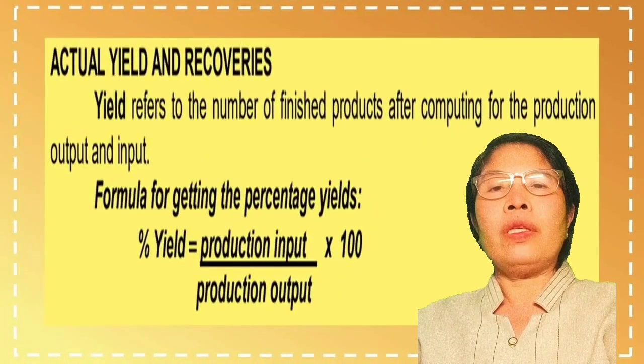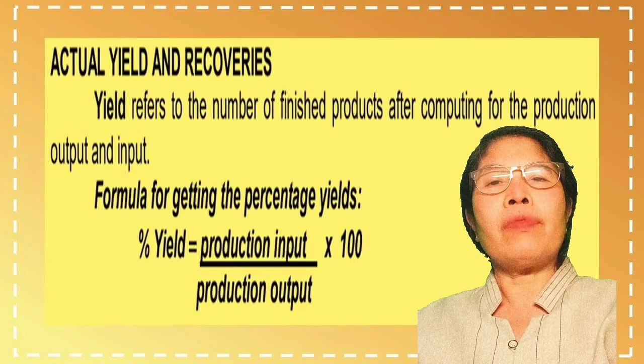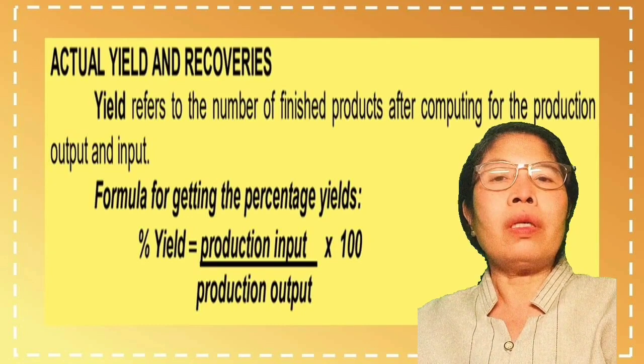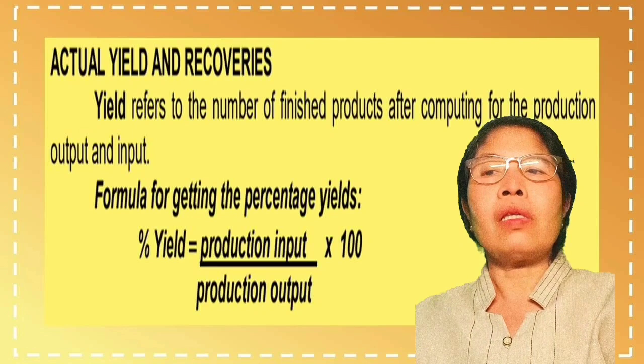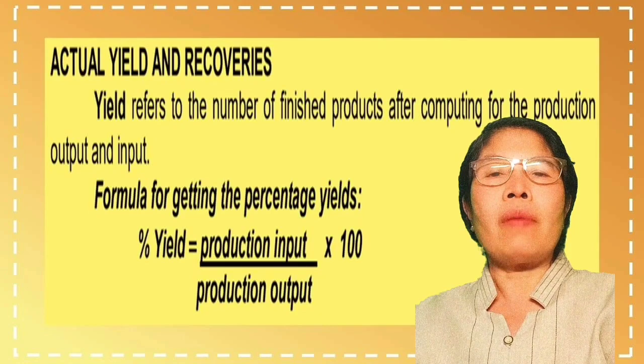Here is the actual yield and recoveries. Yield refers to the number of finished products after computing for the production output and input. The formula in getting the percentage of yield is percentage yield is equal to production input over production output times 100.